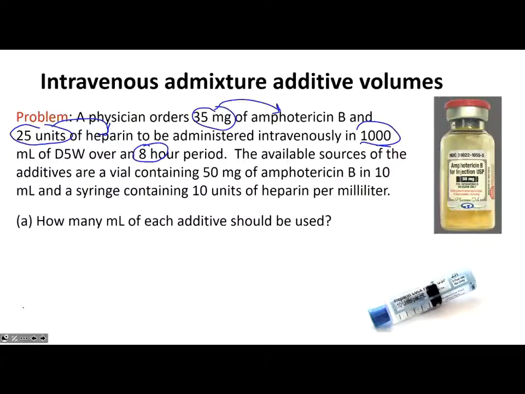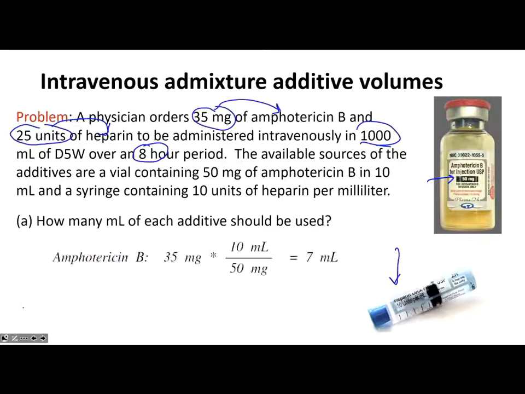All right. The available sources are a vial of amphotericin with 50 milligrams in 10 mils, and a syringe that has heparin at a dose of 10 units per mil. Okay, so I've got my active sources. And those are over here. Here you can see the vial that's got 50 milligrams, and down here we've got a heparin syringe that has 10 units per mil. Those are my sources of active ingredient. All right, so I got two drugs. I need to pull from their original vials or syringes, get the right amount that gives me the dose I want, and put that into a 1,000 milliliter bag. All right, so the first part is how many milliliters of each additive drug source do I need?